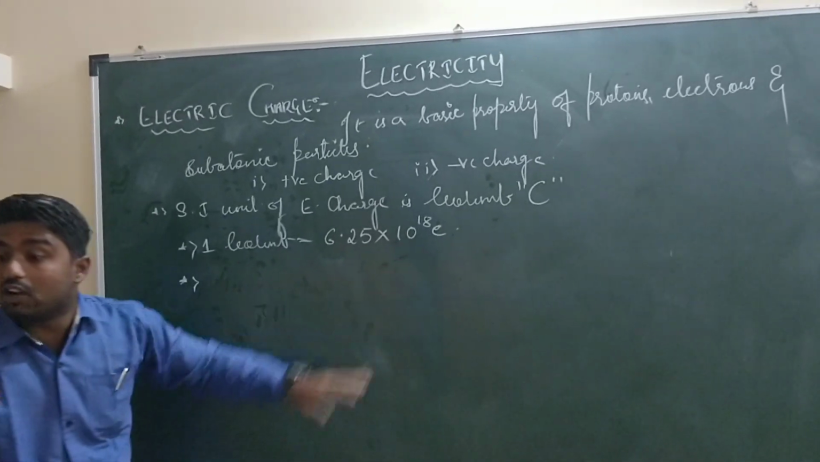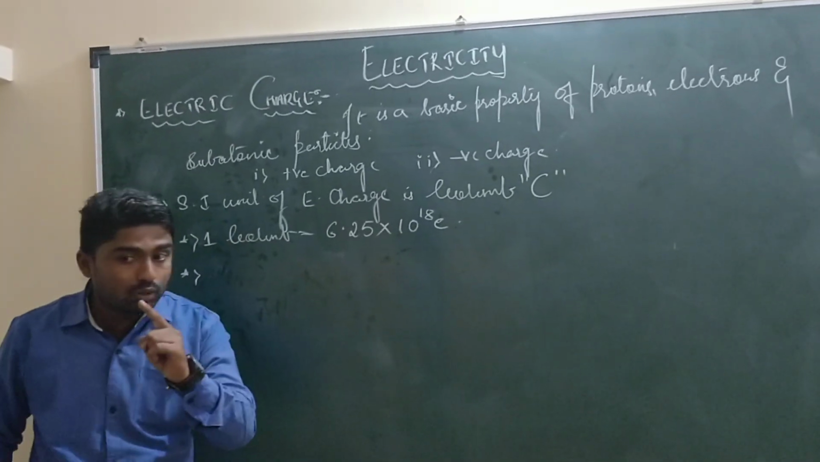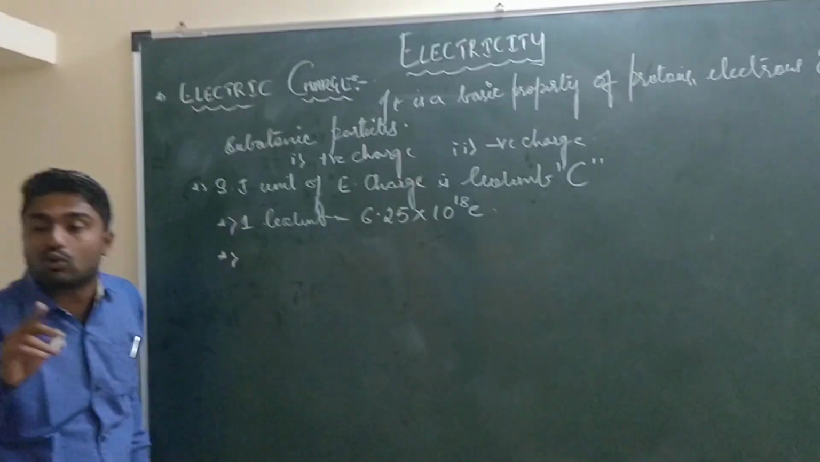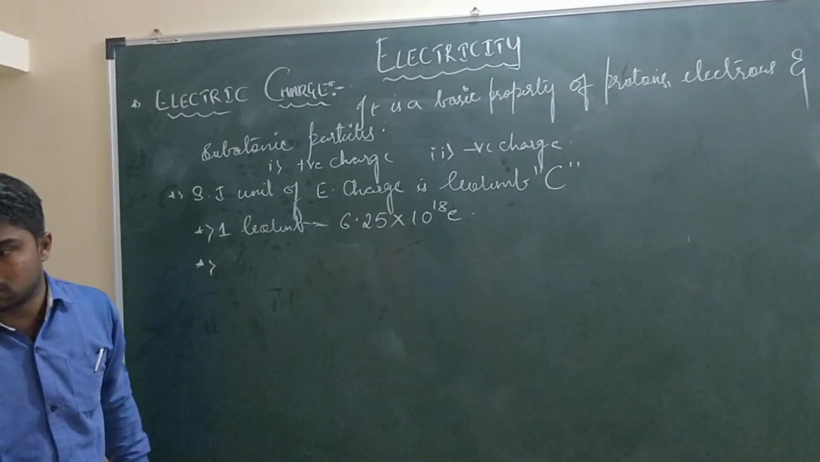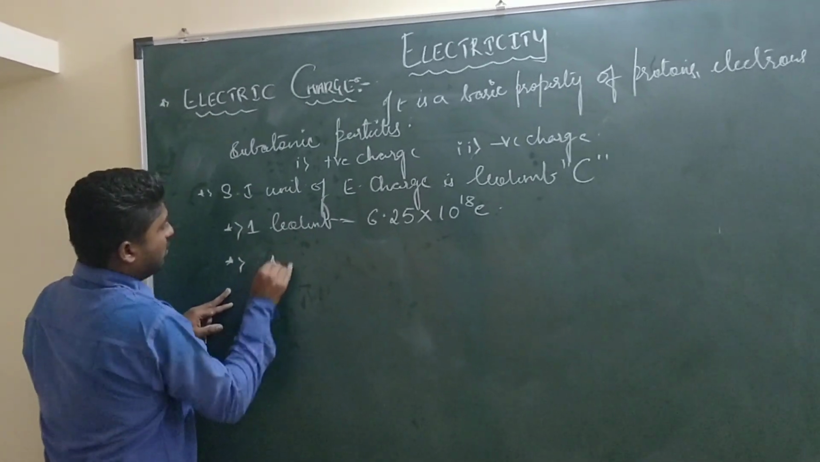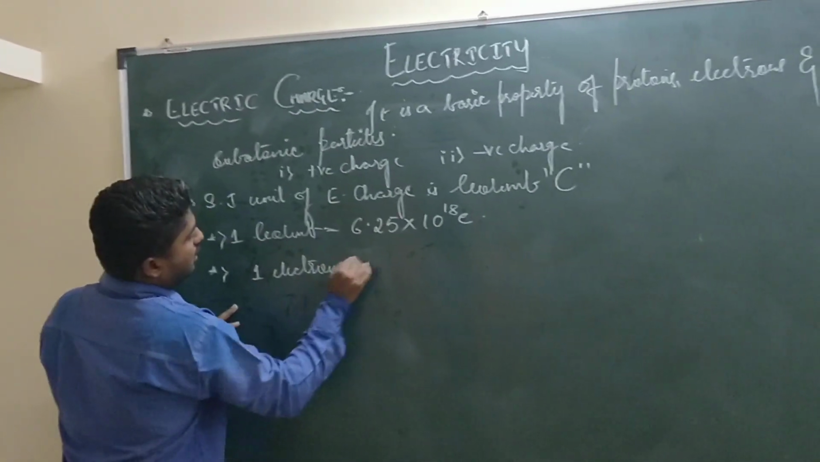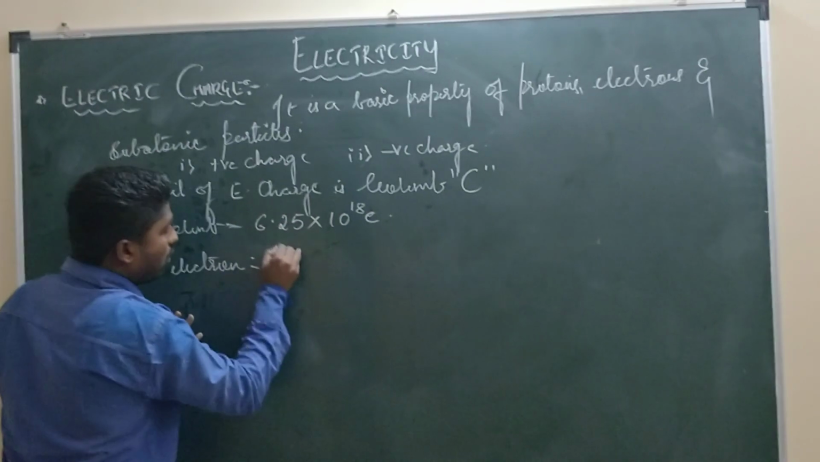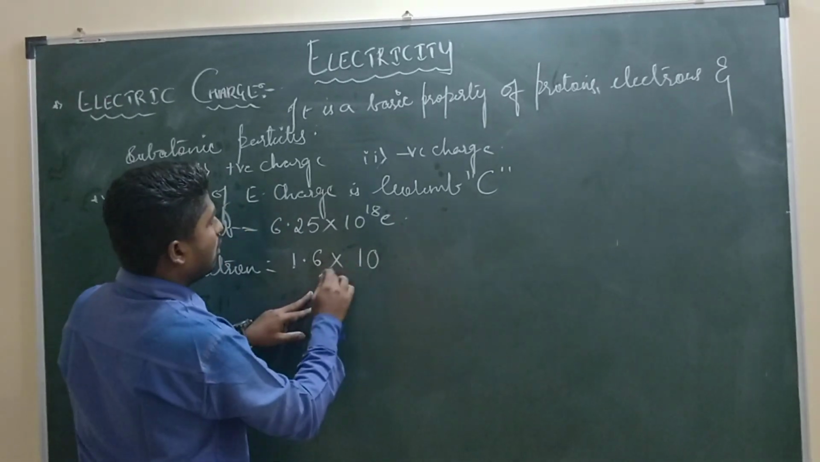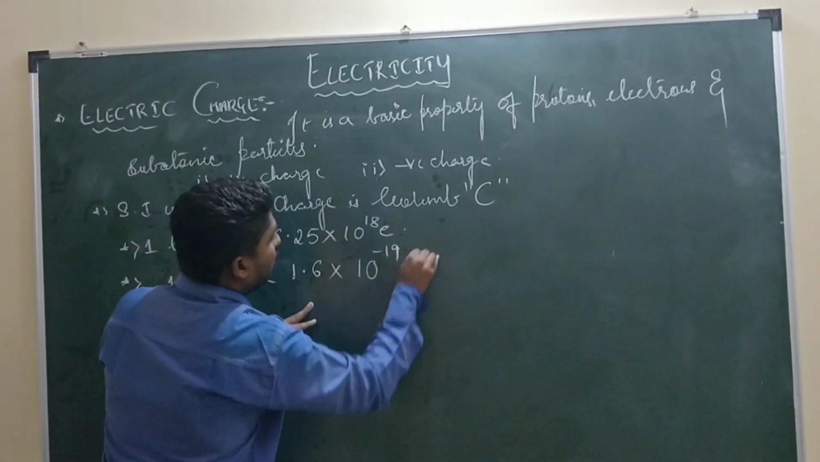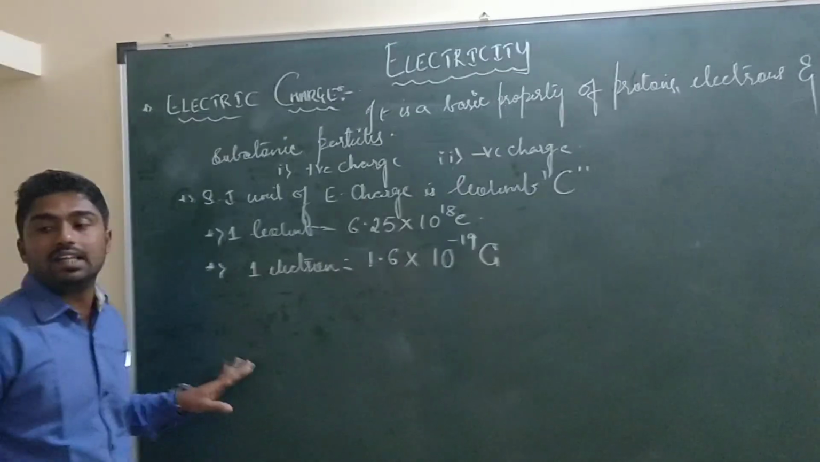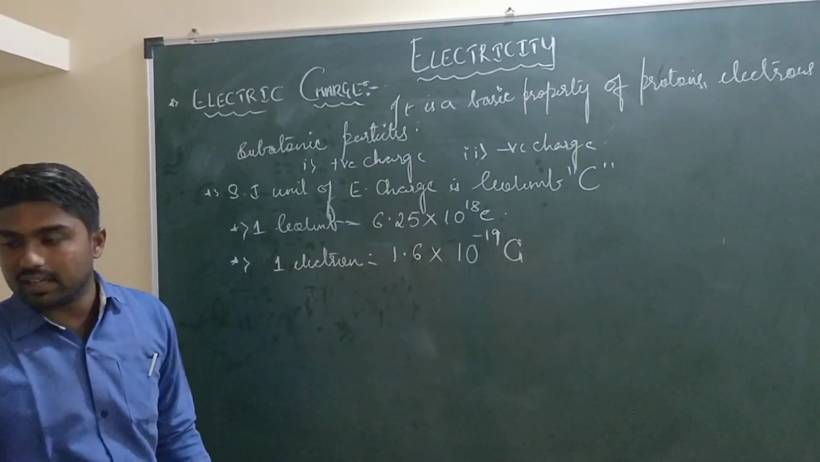Then what is the value of one electron? We have to know that. Guys, always remember the electrons are negatively charged. So, one electron is equal to 1.6 × 10⁻¹⁹ coulombs. That is the value of one electron.